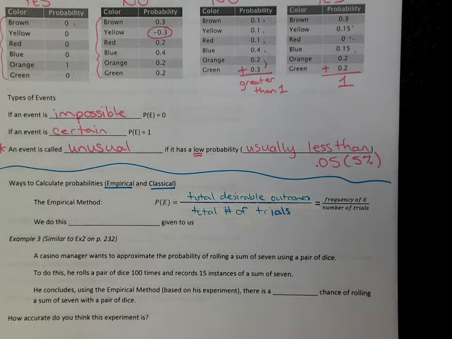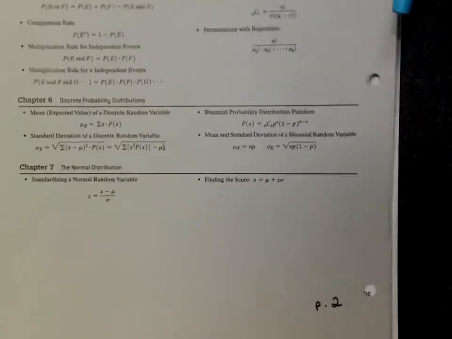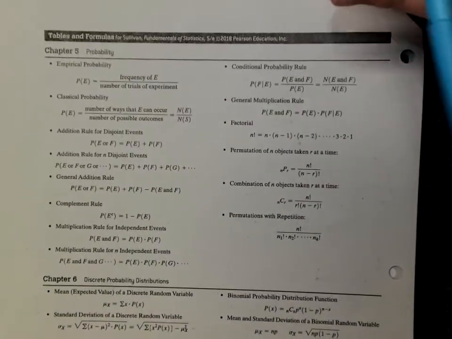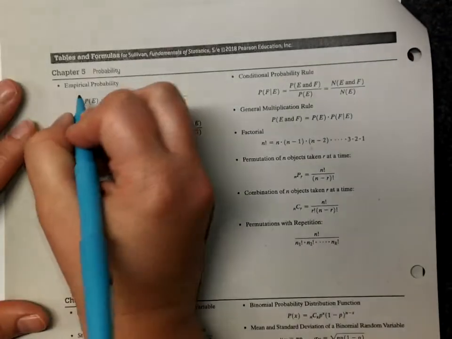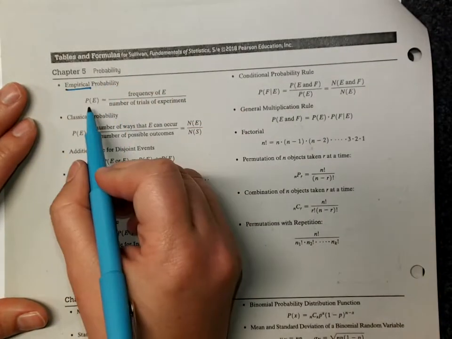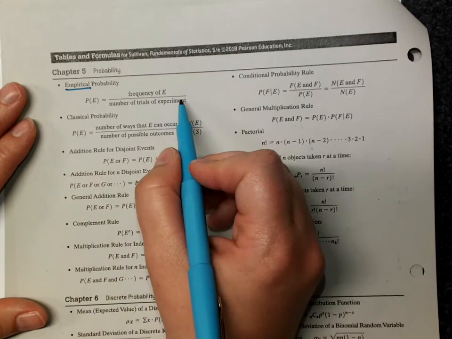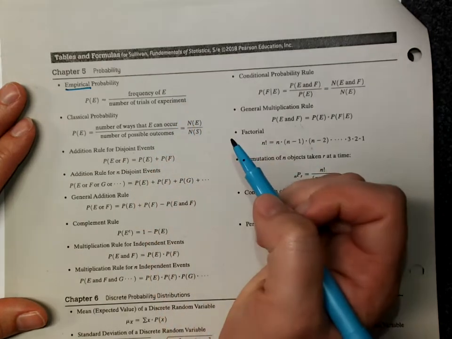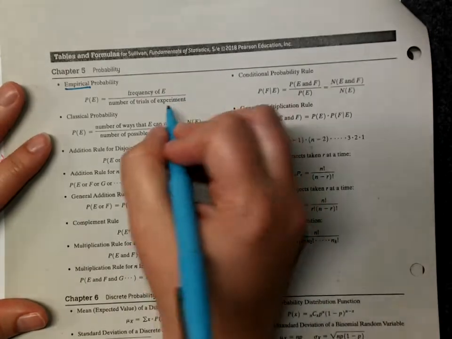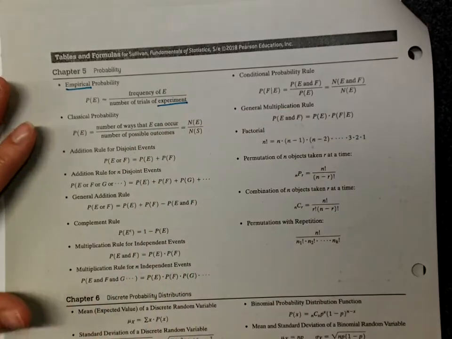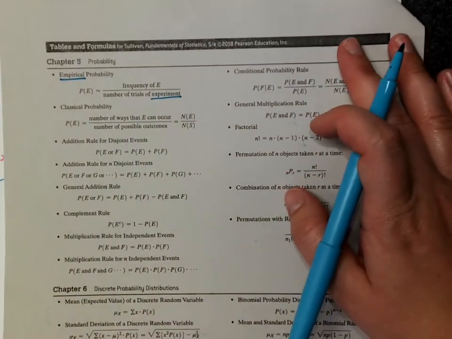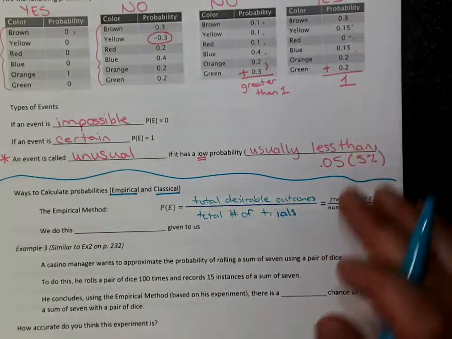And you'll see that same formula on your formula page. If you turn to page 2, the top half of page 2 is all Chapter 5, and the first bullet there is the empirical probability. So the frequency of the event divided by the number of trials for the experiment. So empirical method is from an experiment. We're going to actually go out, run an experiment, and gather the data.